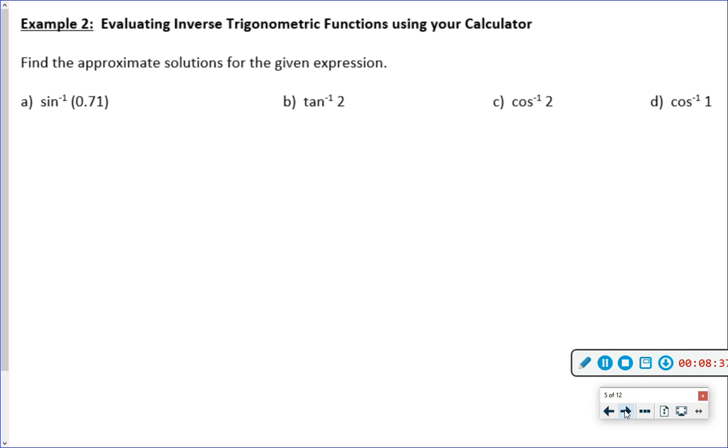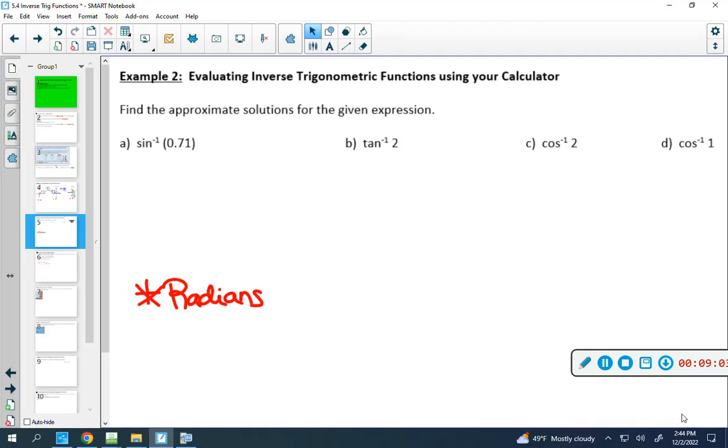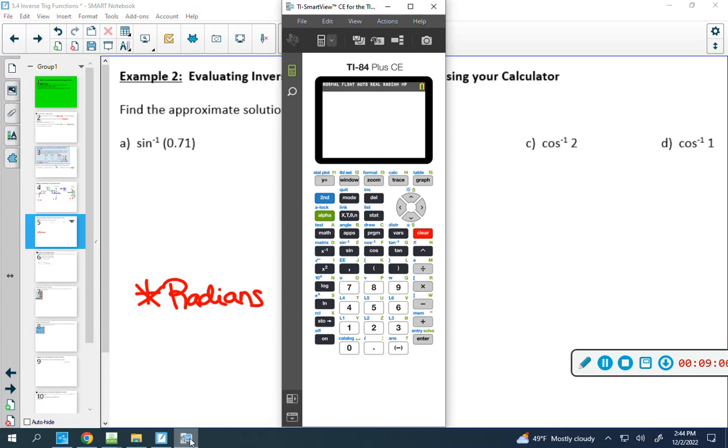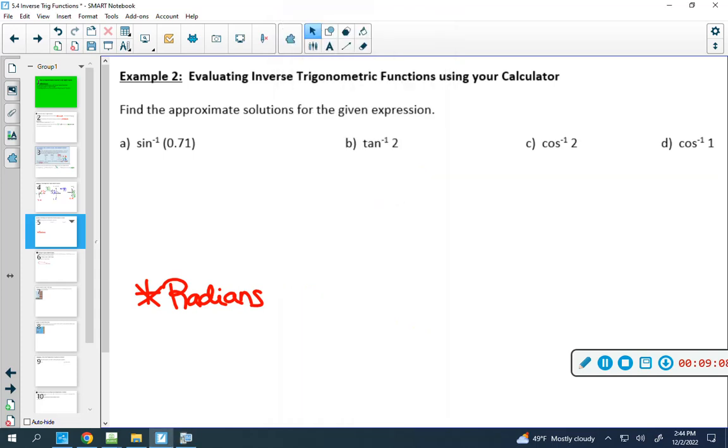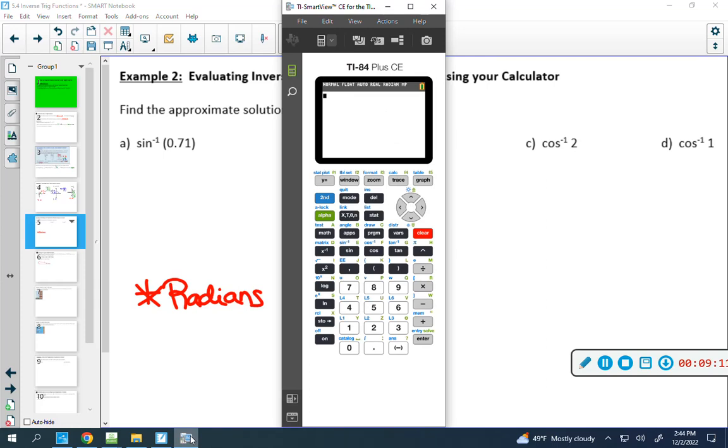Okay, find the approximate solutions for the given expressions. Are we in degrees or radians? Radians. All the angles for inverses are radians. So you magically have to know you better be in radians. When you're doing inverses, they want the angles in radians. So I'm in radians. Make sure, what are we rounding to? Does it say? No, it doesn't say. All right, so second sine, 0.71.